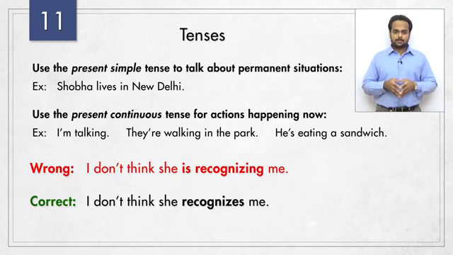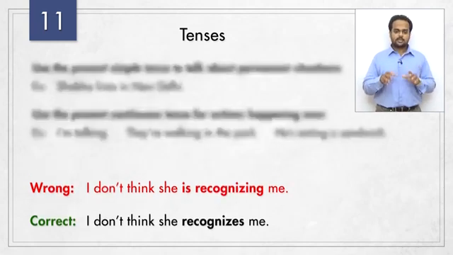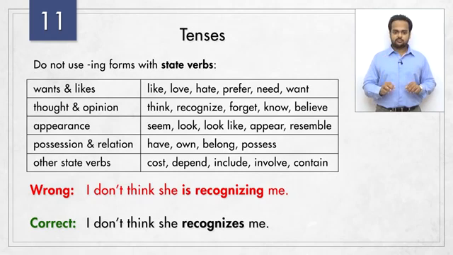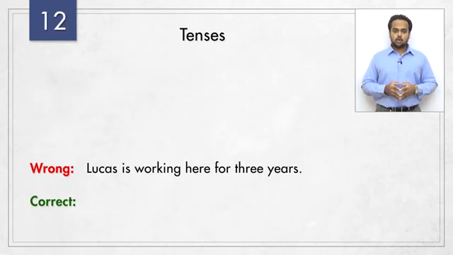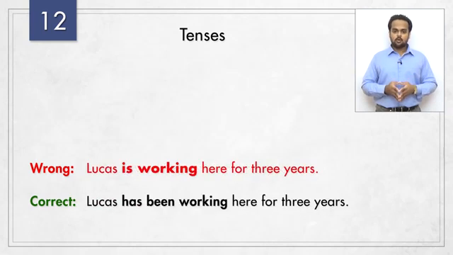Even though this might be happening in the moment of speaking, with some verbs, we don't use ing forms. Instead, we prefer to use the present simple tense with these because they're not physical actions. Such verbs are called state verbs because they express a state or situation. You see some of the common ones on the screen. Remember that we use them in the present simple tense. Next sentence, Lucas is working here for 3 years. The correct form is Lucas has been working here for 3 years.